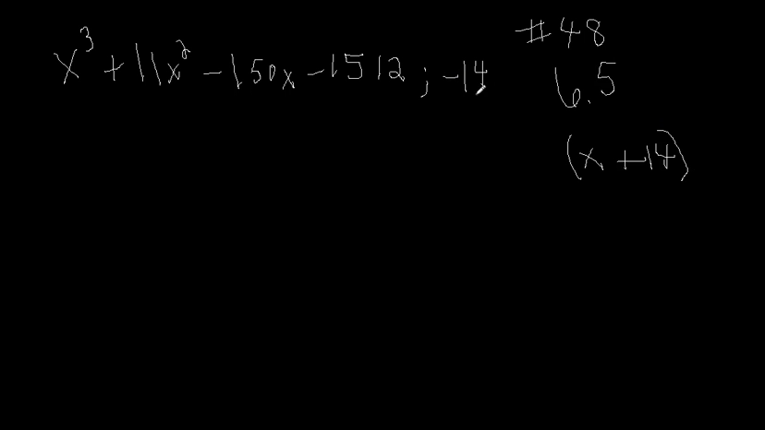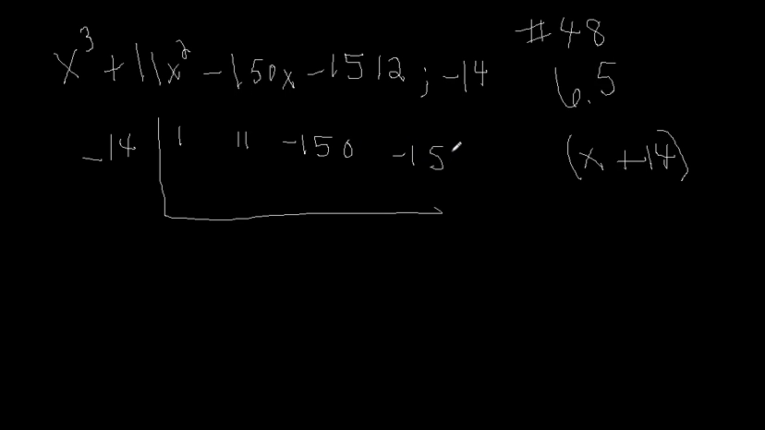So now what you're going to do is take this and do synthetic division with negative 14 to simplify the rest. 1, 11, negative 150, and negative 15, 12. Okay, let's do the math.